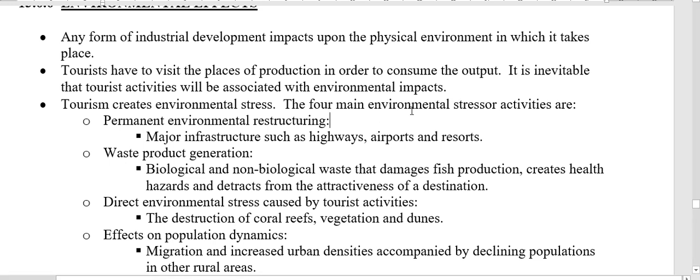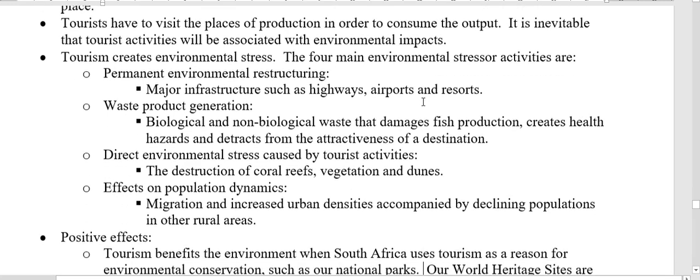Okay. Now tourism as an industry, tourists as such, they have to physically visit the place of production, the destination, in order for tourism to happen. It means that people have to go to a destination. All right. So it's not something that they can do at their own house. Tourism is an industry that requires that people go to the area where the tourism is going to take place. So inevitably, going to a travel destination, traveling to your destination, spending time at the destination, participating in activities there, it is going to have an impact on the environment at the destination. Okay, so tourism does create environmental stress.